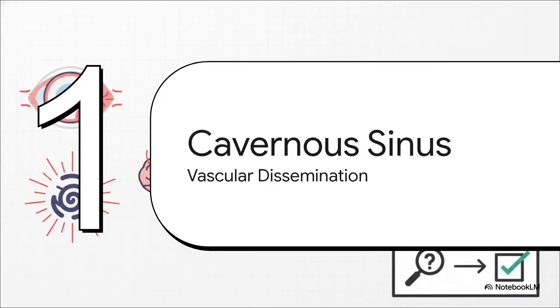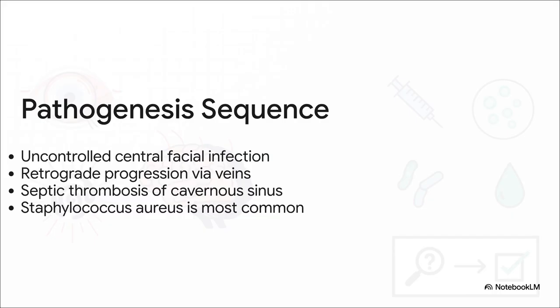Now, for Module 3, vascular dissemination, focusing on cavernous sinus thrombosis. This catastrophic complication occurs when an untreated central facial infection, an orbital cellulitis, or a nasal sinusitis entirely escapes anatomical containment. Because the facial venous system is valveless, the infection undergoes a retrograde progression straight into the dural venous sinuses. This culminates in a septic thrombus within the cavernous sinus, an infection driven primarily by Staphylococcus aureus.